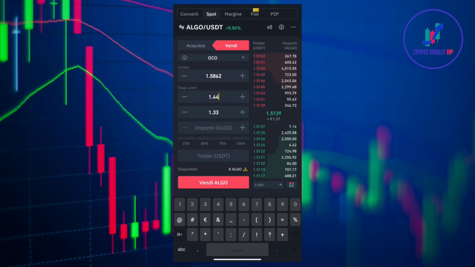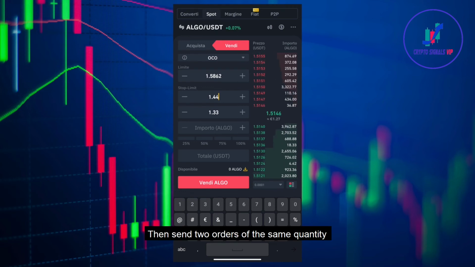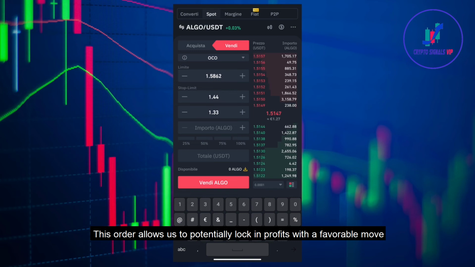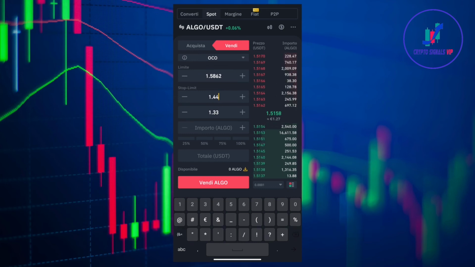Why OCO? Because OCO means one cancels the other. Then we send two orders of the same quantity at different price levels on the same market. This order allows us to potentially lock in profits with a favorable move, and to prevent a bearish loss without having to constantly monitor our position. An OCO combines a stop loss order with a limit order in a nutshell.